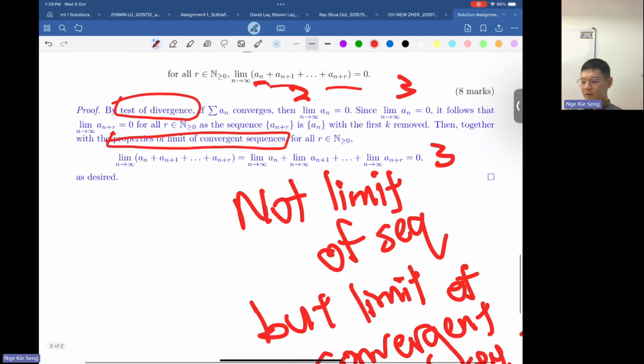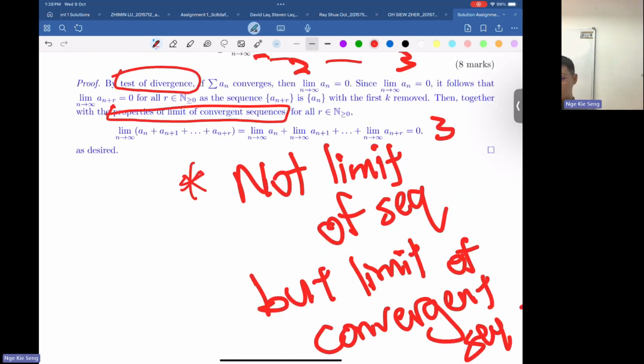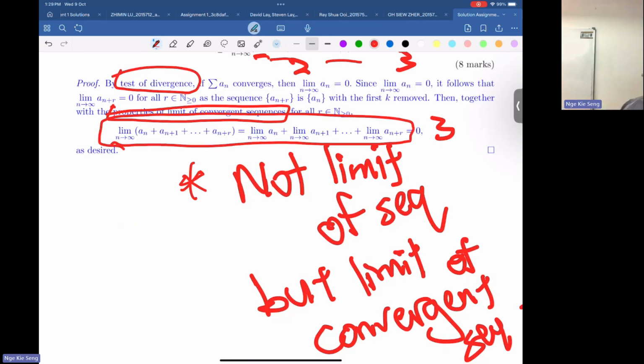Oh, okay. So there's one point I want to make here. When people do this, they only refer to limit of sequence. This is dangerous. Limit of sequence, you cannot simply bring, it's not linear. It is only linear on convergent sequences. Only when all of them are convergent sequences can you split the limit. If it's not convergent, you never split the limit.